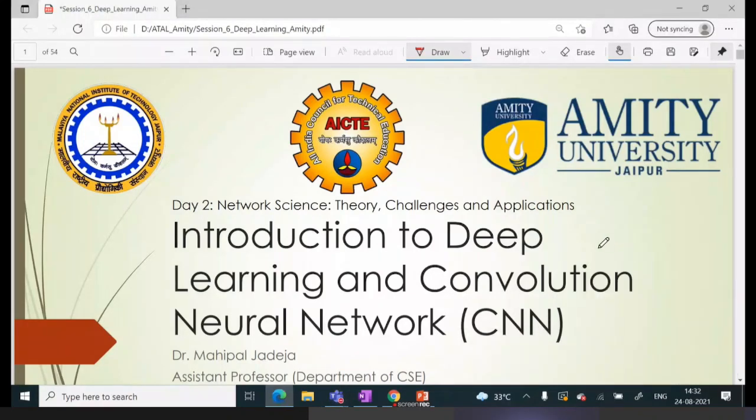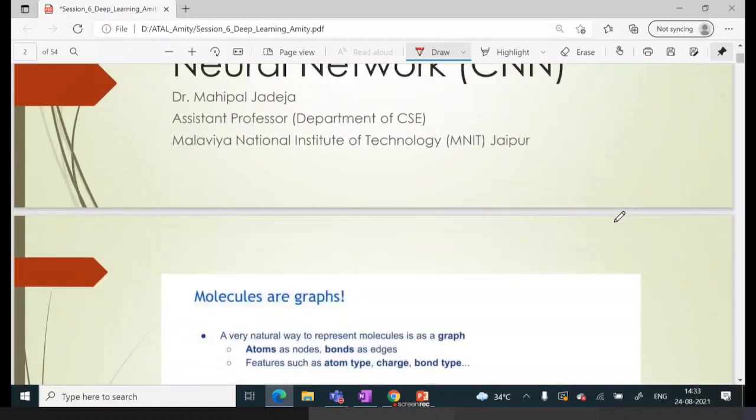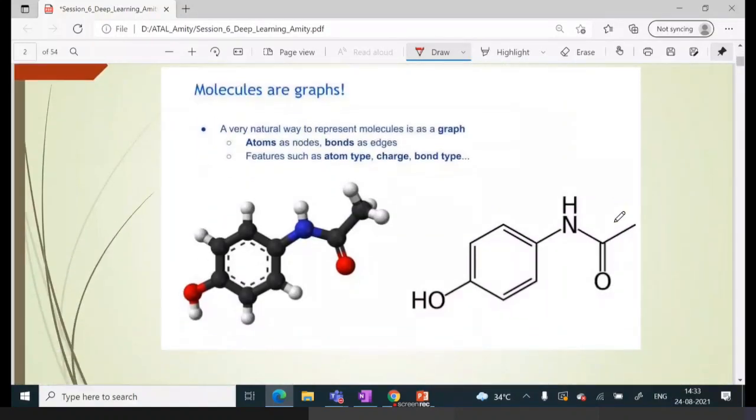Okay, thank you. So, like Mansi has just mentioned, the topic is with respect to deep learning and convolution neural network. But before we begin with deep learning, let's try to understand why this particular topic is a part of the workshop, which is mainly based on network science. In the previous sessions, you must have heard about how we can represent any particular domain related ideas in terms of graphs.